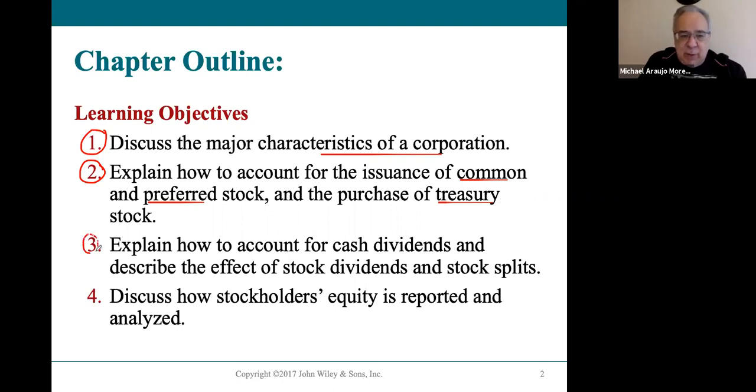Learning Objective 3, we're going to focus on simply the most common type of dividend that's paid, which is a cash dividend. There are lots of other types, but we're only going to focus on the cash dividend. And then the last part here with Chapter 11, Objective 4, we're just going to look at the balance sheet to make sure you can read the stockholders' equity section and a little bit of analysis. And we're done.